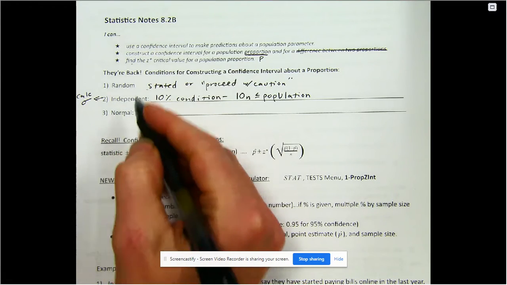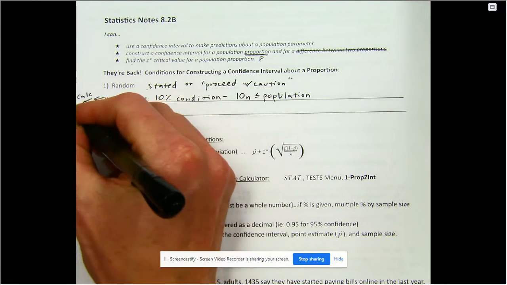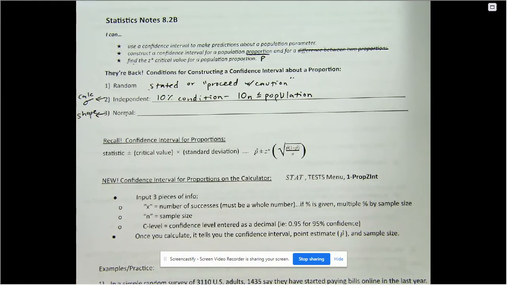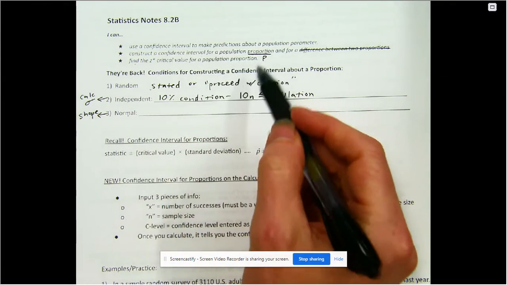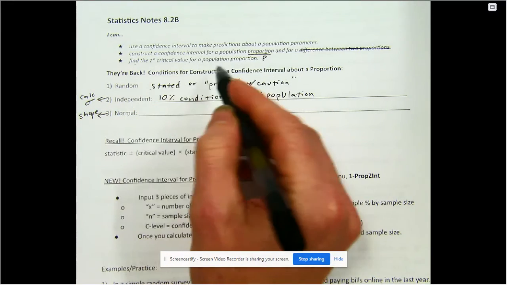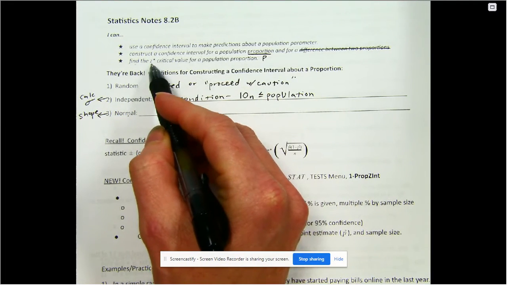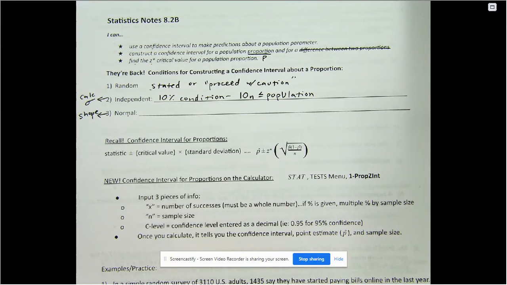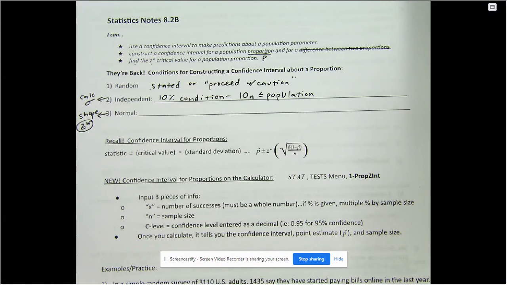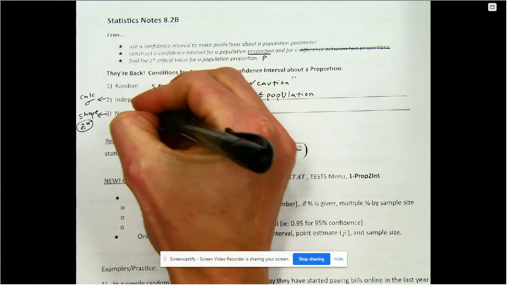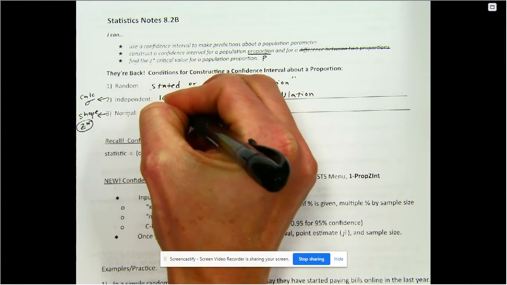Our normality condition, and the reason we check normality is so that we know the shape of the sampling distribution of p hat so that we can use this z star. So back in chapter 7, we found probabilities, and really we're not saying the word probability when we do this, but we are using the normal curve to find our z star, right? Because we used inverse norm. So we have to know that this distribution is normal, and the way we check is called large counts.